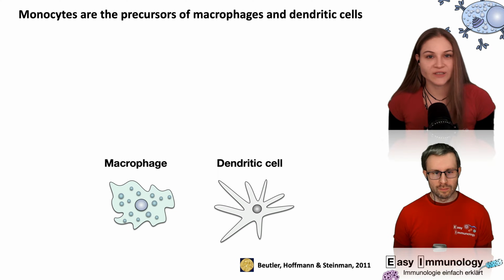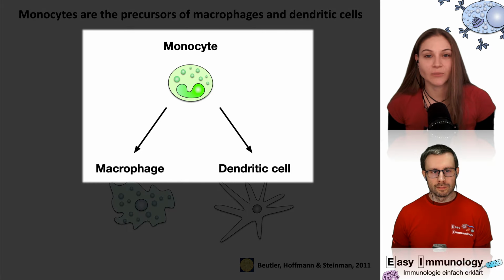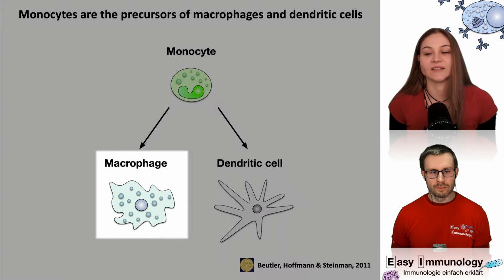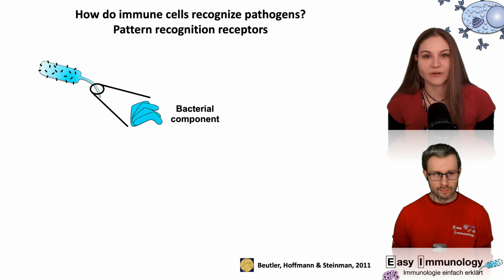And the most important cells, maybe not the most important to defeat these pathogens, but the most important to sense and monitor these pathogens are macrophages and dendritic cells. Both have the same precursor, a monocyte, and the monocyte then can either differentiate into a macrophage or a dendritic cell. The pathogens are recognized by their specific structures.